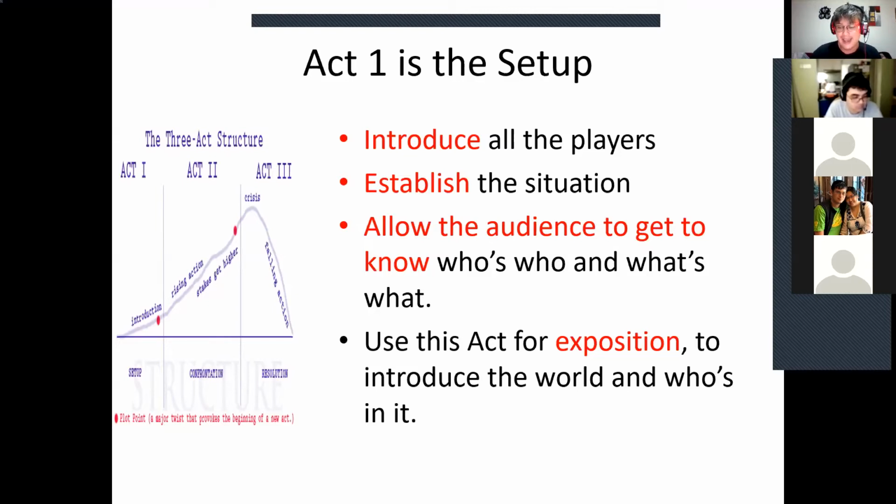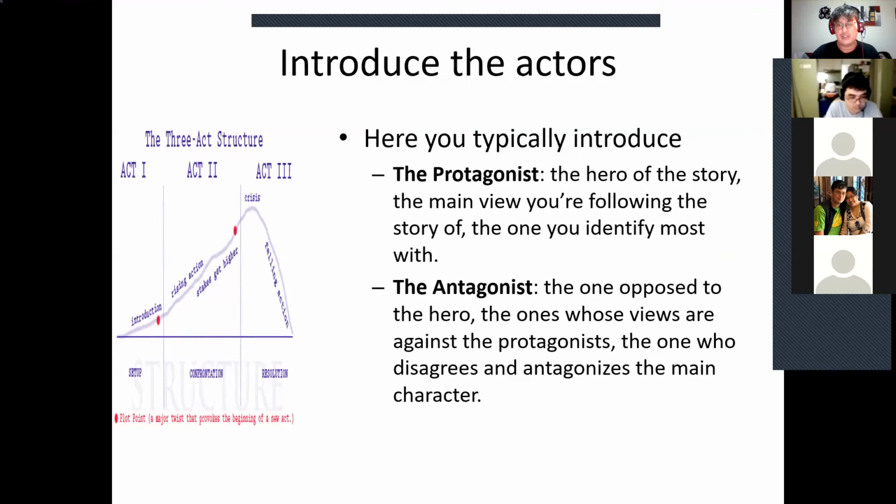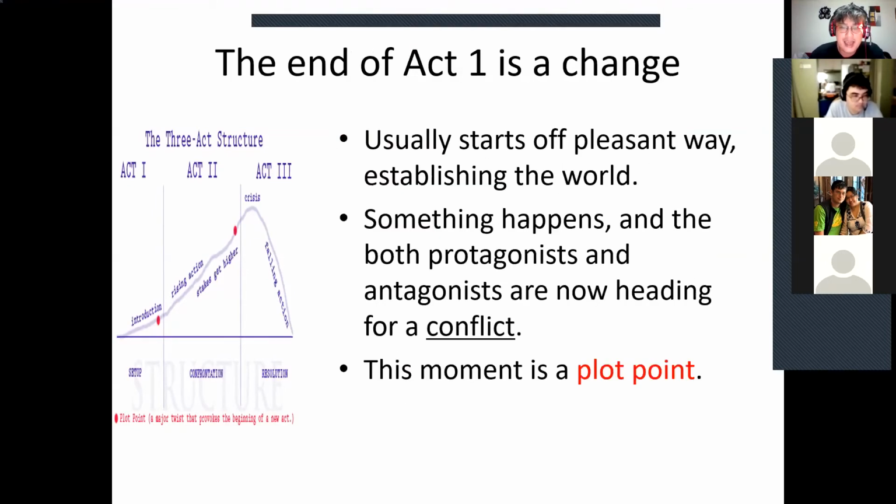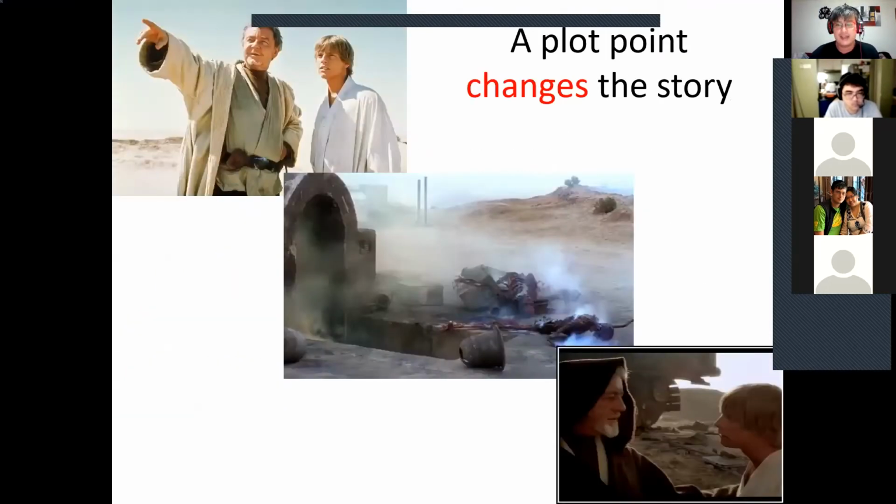What happens next is irreversible change, right? I just covered this about the protagonist and the antagonist. So this is the pivotal moment at the end of Act 1. You get a plot point. You get that plot twist that changes the entire story.